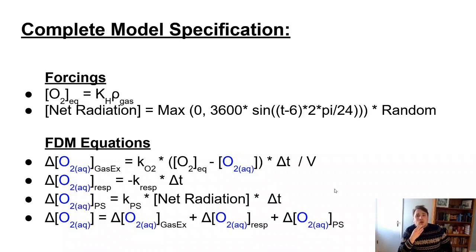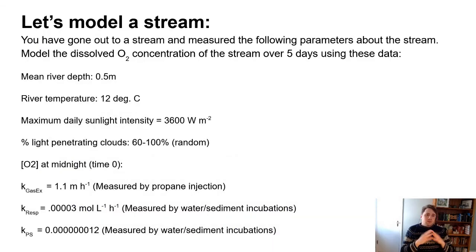So, in the next video, I'm going to take these equations, and we're going to stick them into a spreadsheet. And this is a problem that we're going to look at. Let's say you've gone out to a stream and measured the following parameters about the stream. Model the dissolved oxygen concentration of the stream over 5 days using these data. First, we have a mean river depth of 0.5 meters. We have a temperature of 12 degrees Celsius. We have a maximum daily sunlight intensity of 3,600 watts per meter squared.